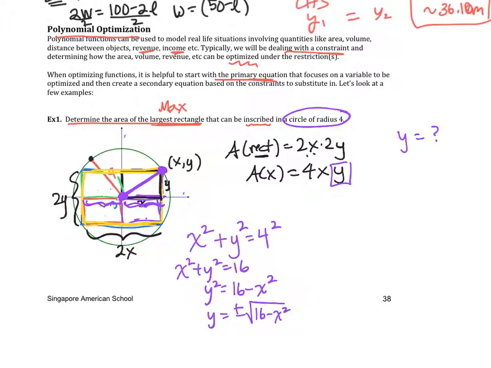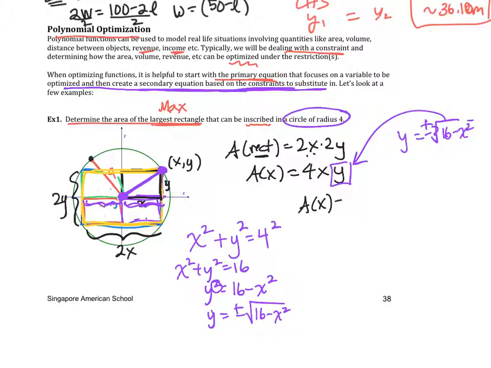So I move my x squared over. I take the square root of both sides. Remember, when you take the square root, we should have 2 answers. So we have our plus and minus. So in other words, y is equal to plus or minus the square root of 16 minus x squared. So this is our secondary equation right here, which was talked about up here. We have to create a secondary equation based on the constraints to substitute back into our original equation. So now we have the area with respect to x equals 4 times x times the square root of 16 minus x squared.